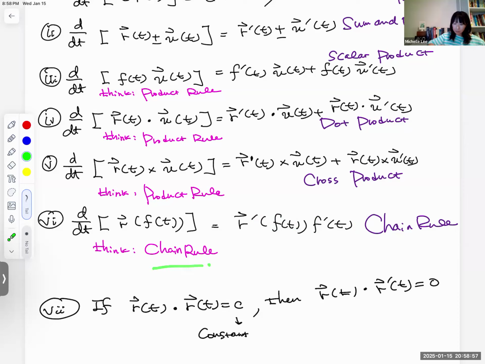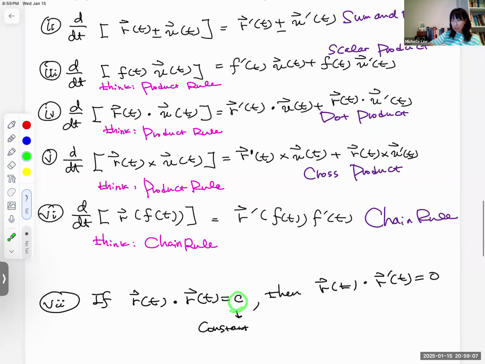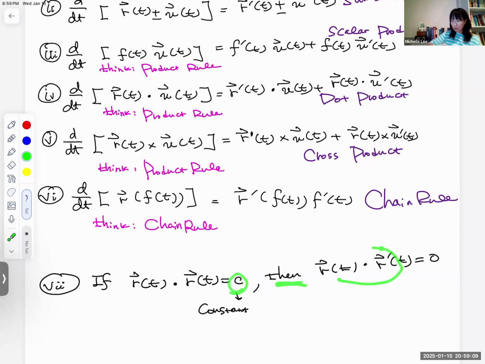So they have a chain rule. Okay, the last one, they say that the dot product of a vector with itself gives us any constant, then the dot product of the first with the first prime gives us 0. Yeah, so let me prove this one.